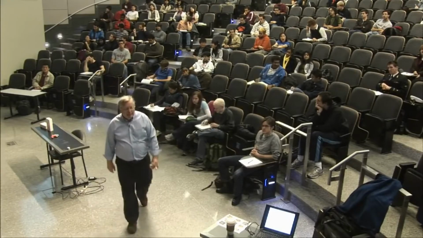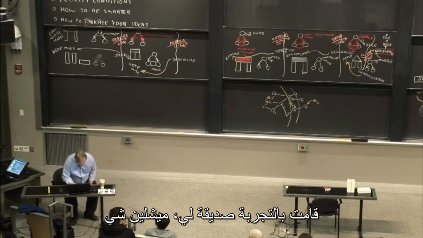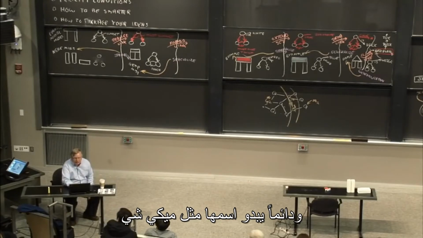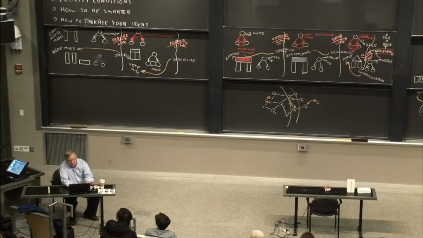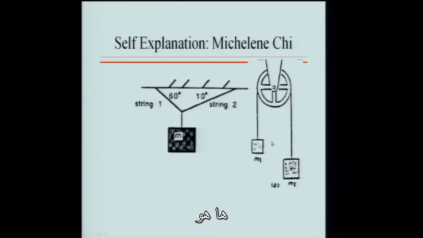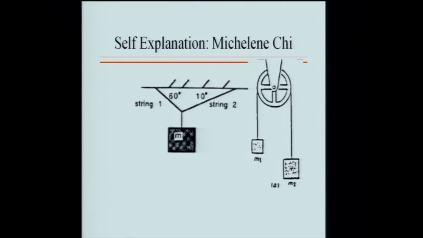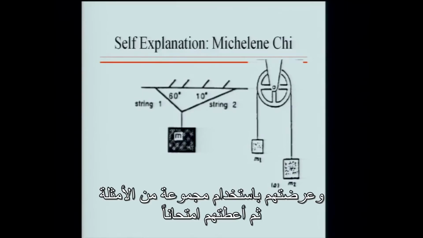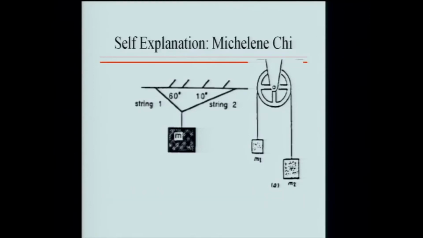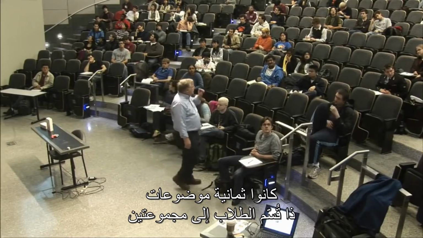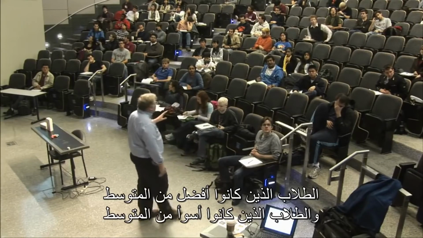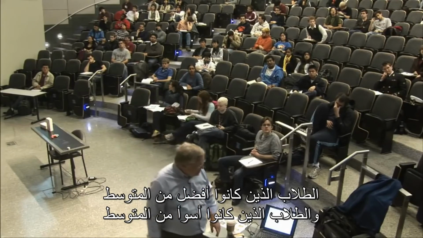So here's the experiment. The experiment was done by a friend of mine, Michelene Chi, who always seems to go by the name Mickey Chi. The students that she worked with were expected to learn about elementary physics, 801 type stuff. And she took 8 subjects. She took them through a bunch of examples, and then she gave them an examination. So there are 8 subjects, and they divide into 2 groups, the bottom half and the top half. The ones who did better than average and the ones who did worse than average.